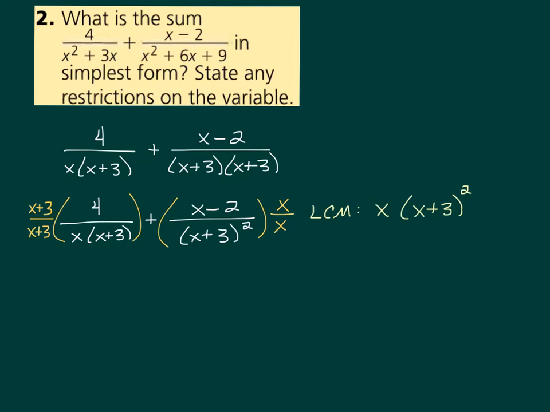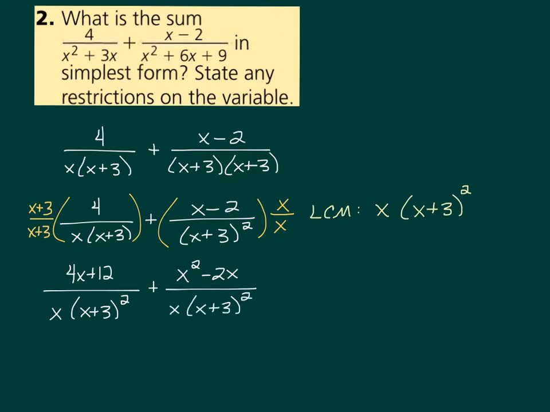So we have (4x plus 12) over x times (x plus 3) squared, plus (x squared minus 2x) over x times (x plus 3) squared. So to add two fractions, I need a common denominator. Everything I've done up to this point is just trying to get a common denominator.